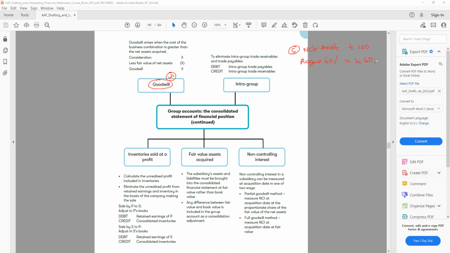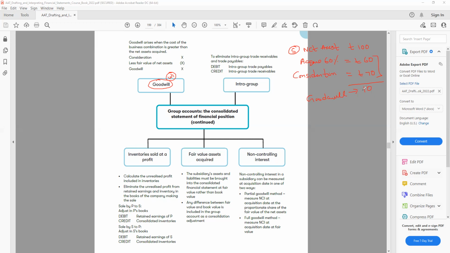Now the next question is how much I paid for that, and we call it consideration. For example, if I paid £70 to buy £60 of net asset, that means £10 I'm paying extra, and this £10 is called goodwill. This is the simple calculation. There will be some more adjustments that we're going to look at later on.